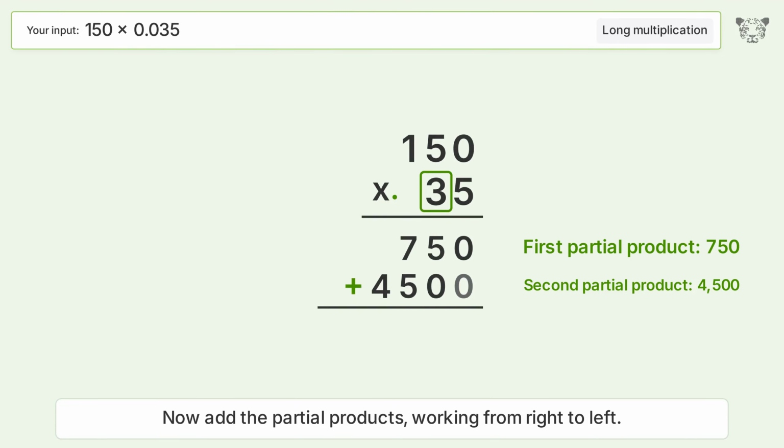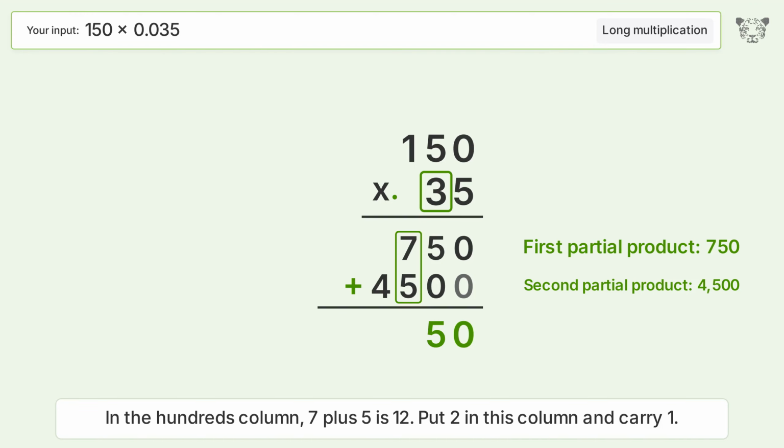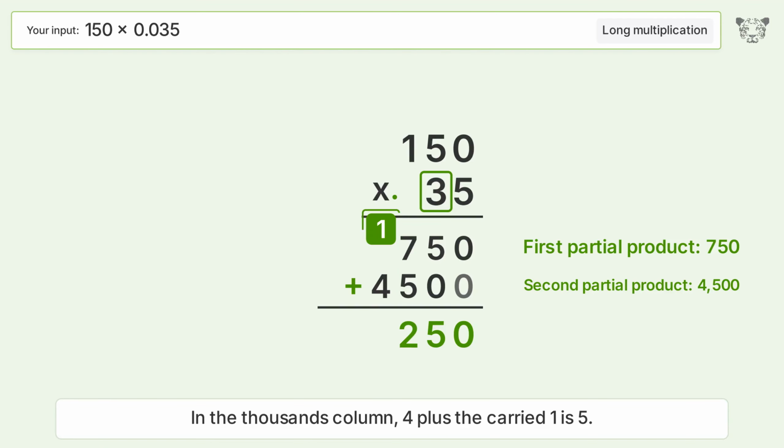Now add the partial products, working from right to left. In the ones column, 0 plus 0 is 0. In the tens column, 5 plus 0 is 5. In the hundreds column, 7 plus 5 is 12. Put 2 in this column and carry 1. In the thousands column, 4 plus the carried 1 is 5. The product of the whole numbers is 5,250.